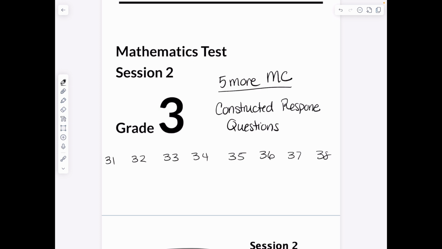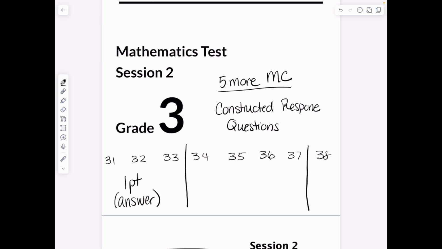Last time we broke down the multiple choice. Now we're going to do all the constructive response, and that means open-ended problems. They go from questions 31 to 38. The first three are going to be 1-point problems, where really you're just kind of showing the answer. Very easy, whether you're writing it or typing it on a computer.